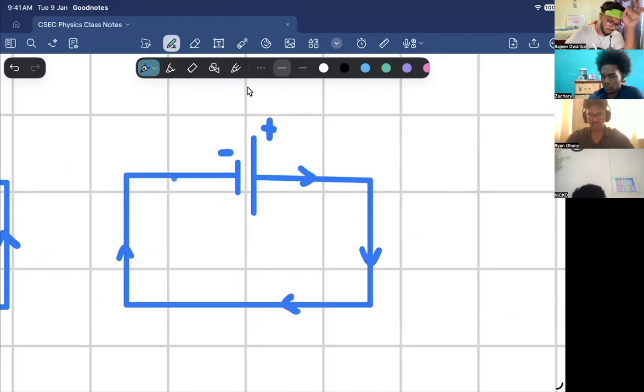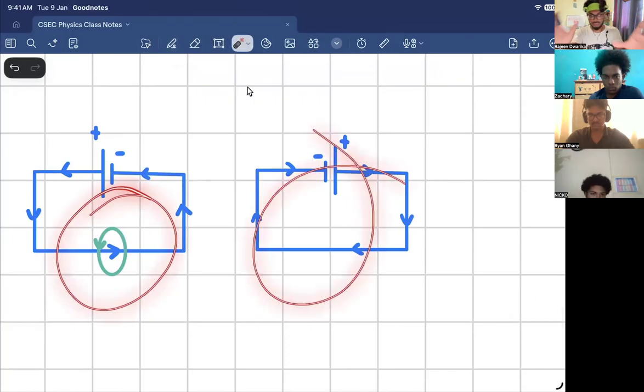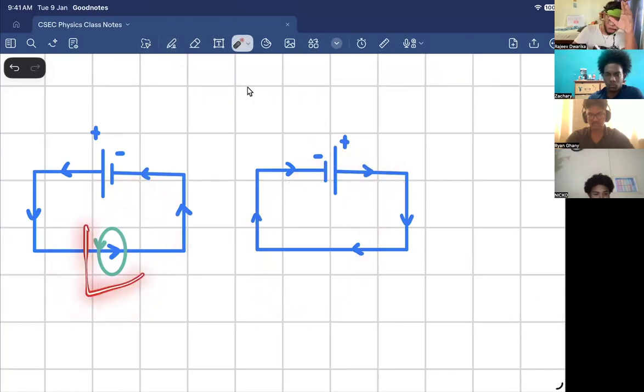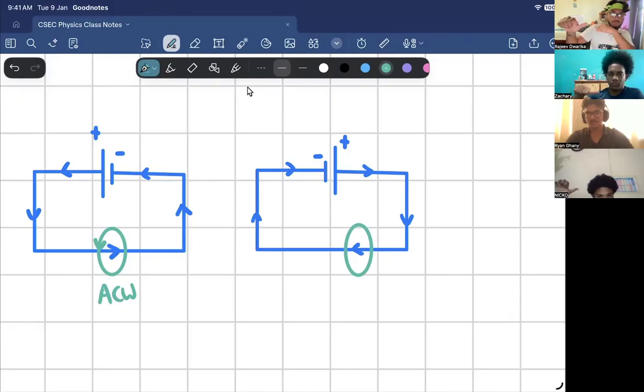Alright, so I want you all to compare this scenario and this scenario. What changed? Nikolai, what changed? The direction of the current. So, I have a question for you. Do you think the magnetic field would still be anti-clockwise? No, sir. It's clockwise. Well, I want to see how they figure it out, right? So we would take our thumbs and point it in the direction of the current. So it would look like that.